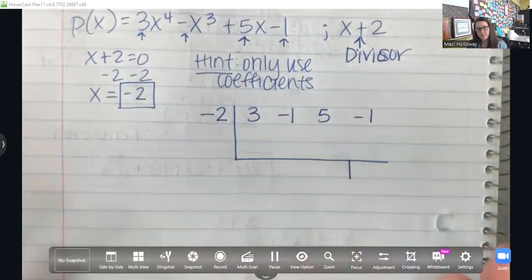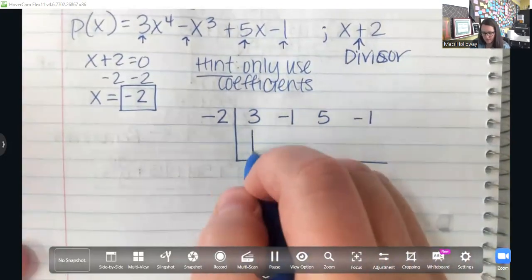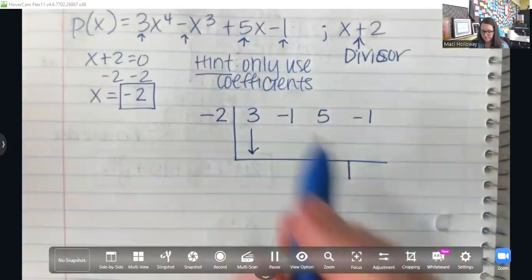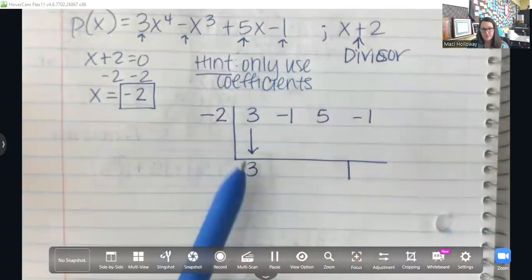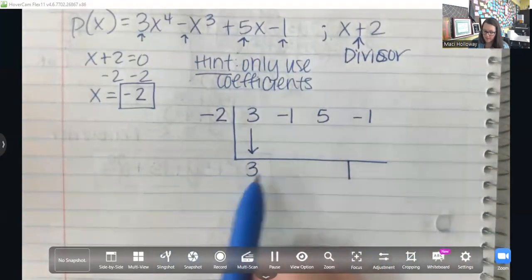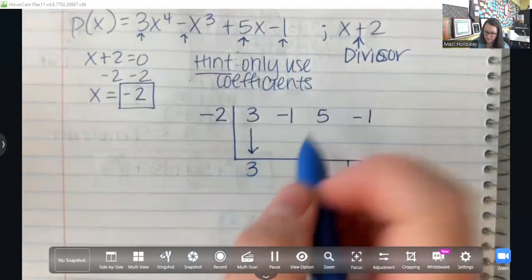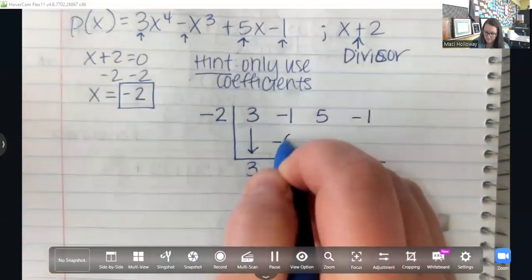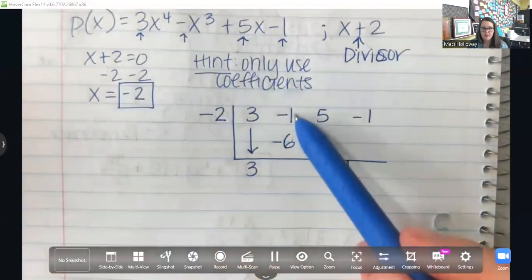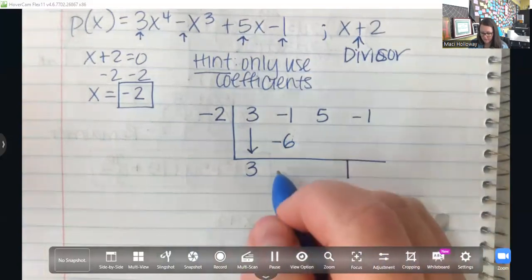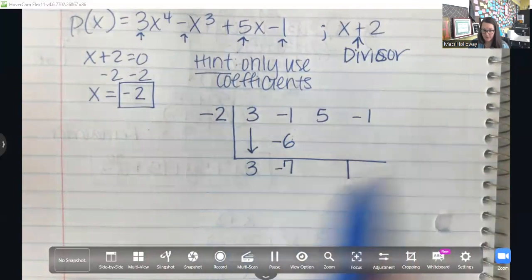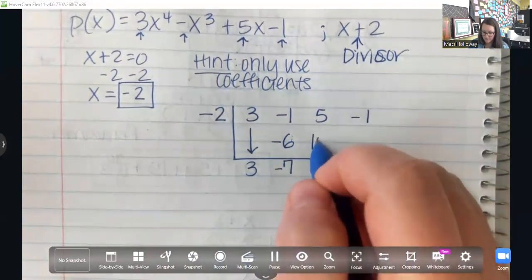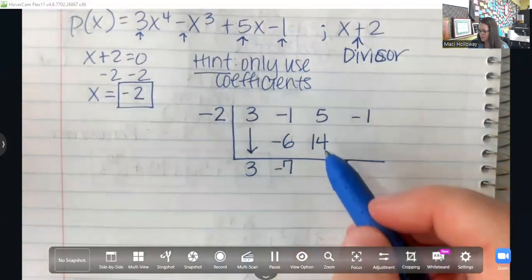All right, first step, I'm going to bring the 3 down. So I'm going to bring the 3 down here, and then I'm going to multiply. -2 times 3 is going to go right here, -6. Then I'm going to add these two numbers, put them together. So I get a -7. -2 times -7 is 14. And I'm going to add these together.